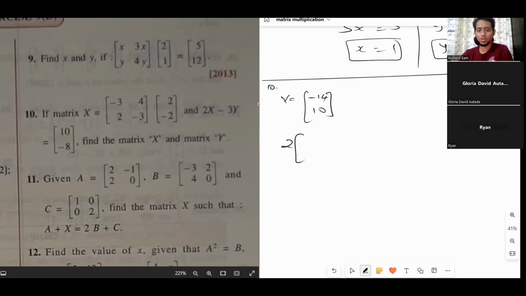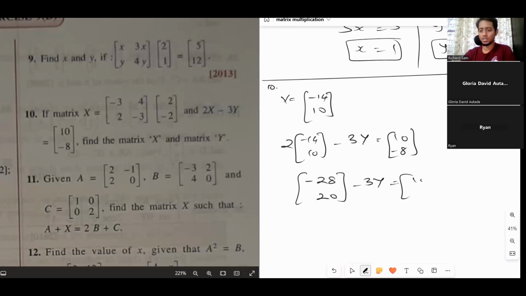Okay, I'll just show you this. So 2 into X. Listen, wait a minute. 2 into X minus 3Y is equal to 10 minus 8. So how do we do this? Okay, first we'll multiply this. So that's minus 28, 20 minus 3Y is equal to 10 minus 8. So we'll move this to the right. It will become minus. And then after that, the 3 will move to the right. Continue doing it. If you don't get, then I'll explain.